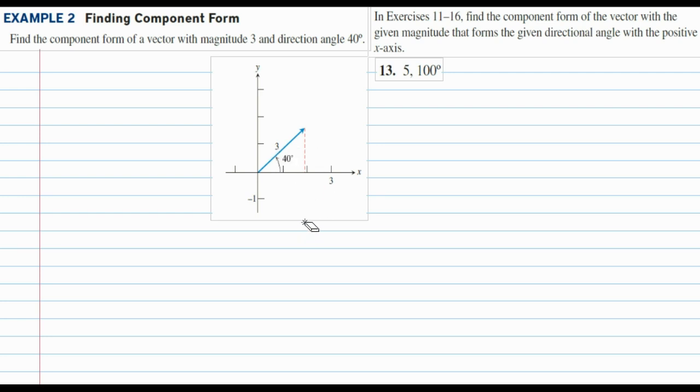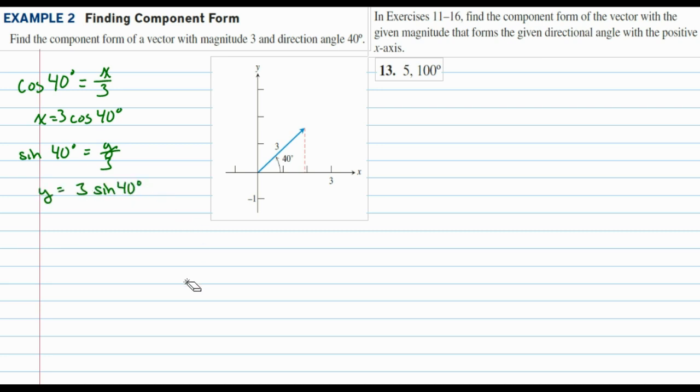Well, let's see here. I need an x-coordinate and a y-coordinate. The cosine of 40 degrees is going to be the adjacent, or x-coordinate, over the hypotenuse, so 3. So the cosine of 40 equals x over 3, which means x equals 3 cosine of 40 degrees. Then I need a y-coordinate of my vector. The sine of 40 is opposite over hypotenuse, so y over 3. Solve for y, and I get 3 times the sine of 40 degrees.